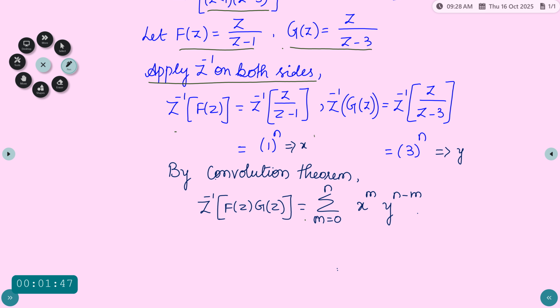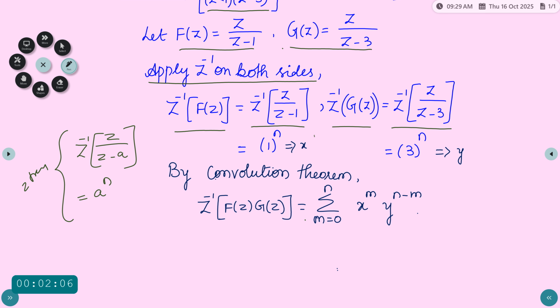Then Z inverse of f of z equals Z inverse of z by z minus 1, and Z inverse of the other function is g of z. What is the formula? Z inverse of z by z minus a is equal to a power n. This is the formula for Z transform, so I am using the formula here. For f of z, it is 1 power n. For g of z, a equals 3, so 3 power n. This is considered x and this is considered y.